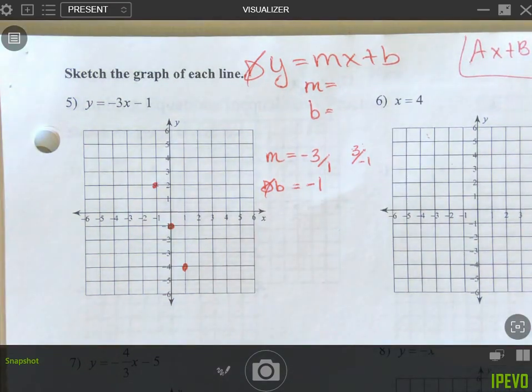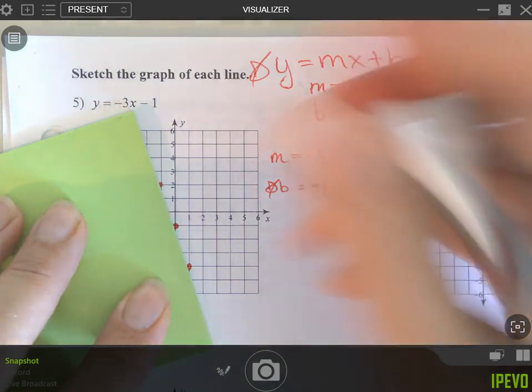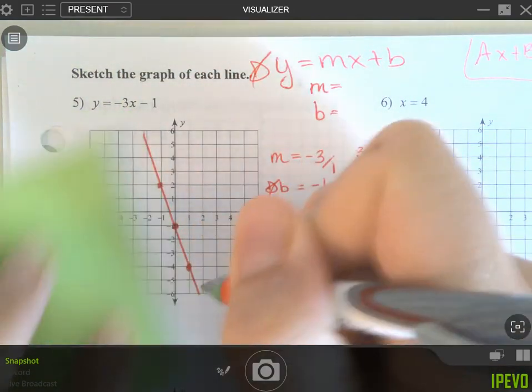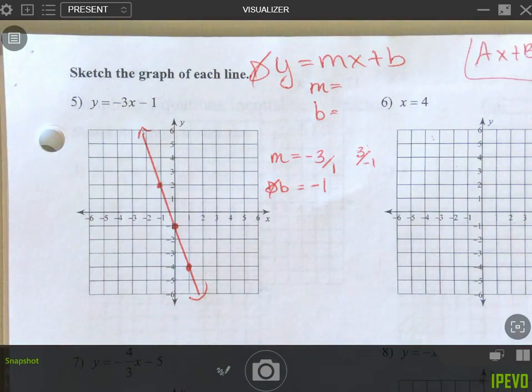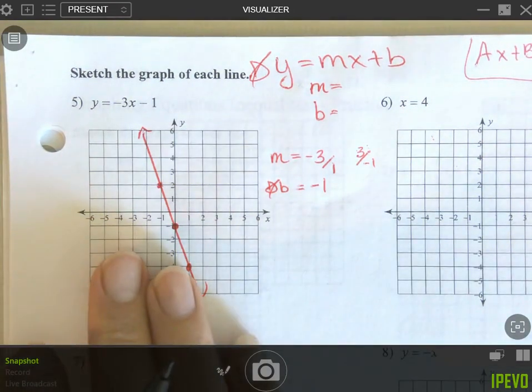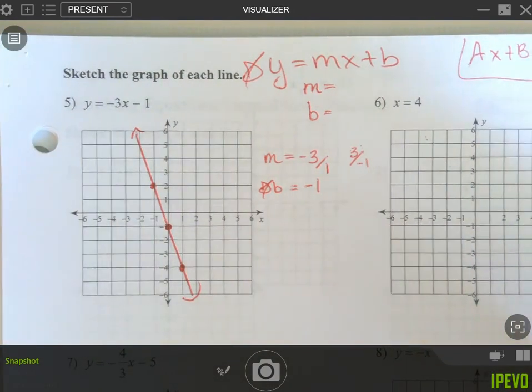Okay. Do the best you can to draw a straight line. Connect your points. If it really bothers you, there's rulers down in that bottom little bin by the door. And that's it. No shading because it's just an equal sign. Agreed? All right.